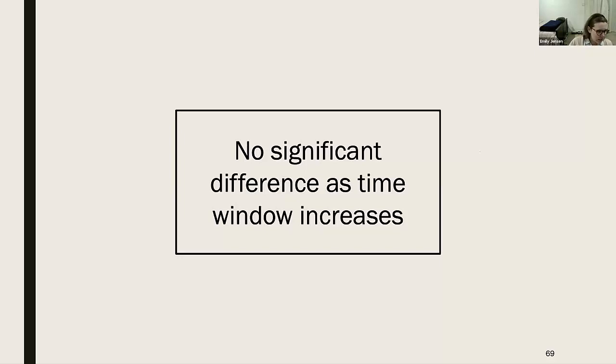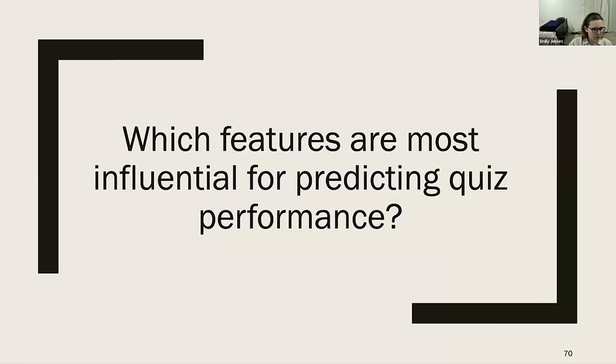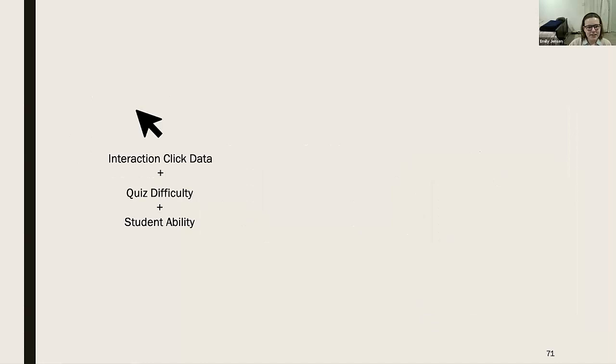And so finally, our last research question that we had was, which features are most influential for predicting quiz performance? Because that can give us an idea of what to look for when we're either designing future platforms, or how we can support students and maybe nudge them towards the activities that will actually be helpful for them. And so to do this, we looked at our model that used that interaction click data plus the 2-item response theory features, because that gave us the best performance overall.